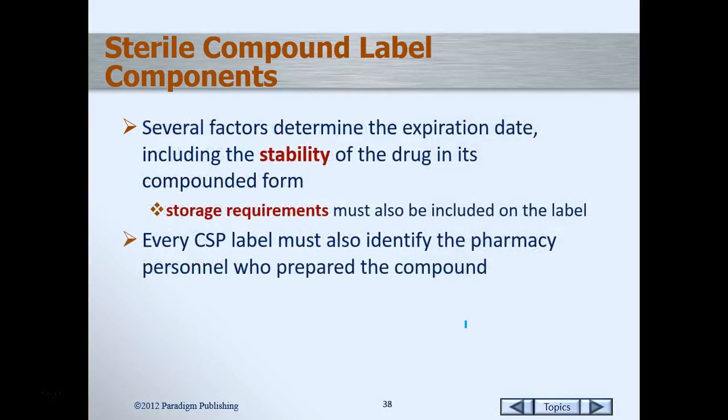All right. Several factors determine the expiration dates. Some of them include stability of the drug in its compounded form. We know often as it's sitting on the shelf, it's stable. Once we mix it in something else, it will change those chemical properties. It can affect the expiration date. It could extend it or it could shorten it. Storage requirements: is it refrigerated? Must it be kept out of the refrigerator? Those should also be on the label. Every CSP label should identify the pharmacy person who compounded it, generally the technician, and then who verified it, generally the pharmacist.